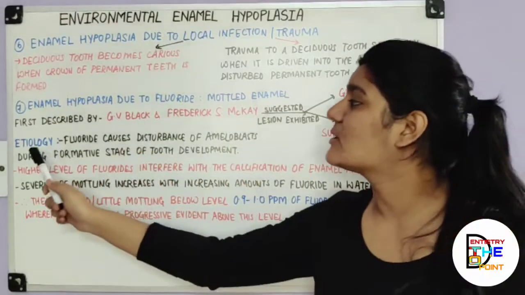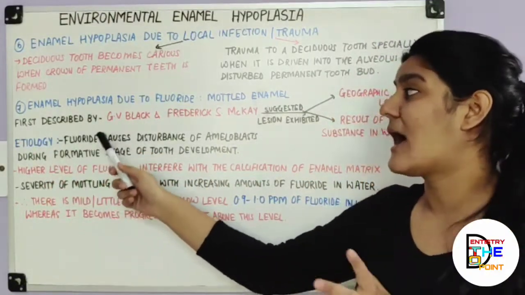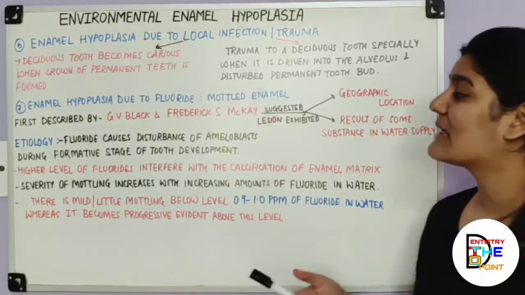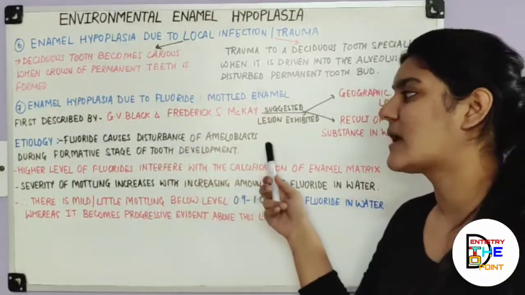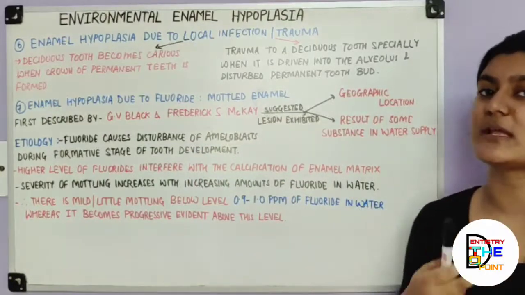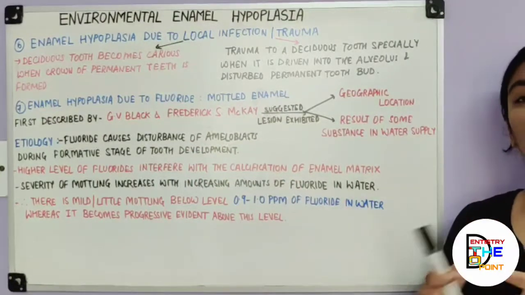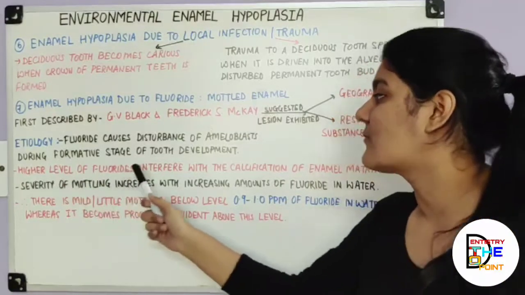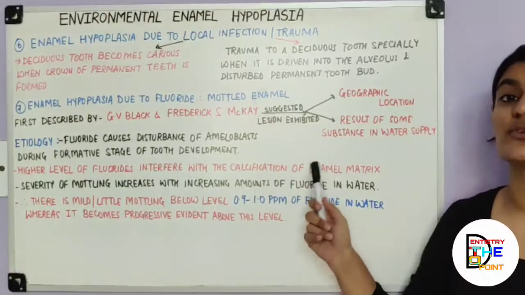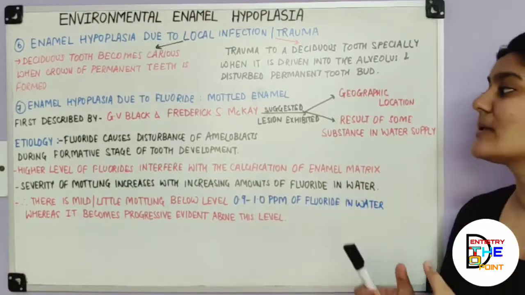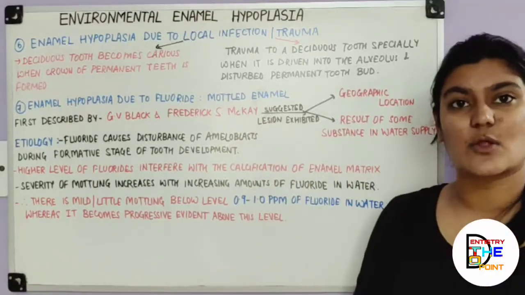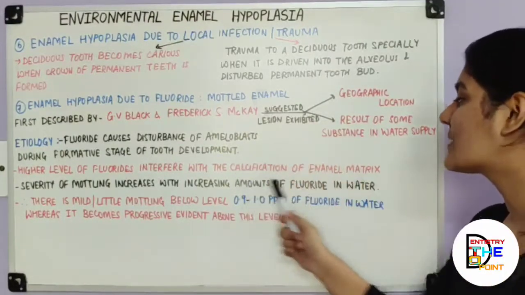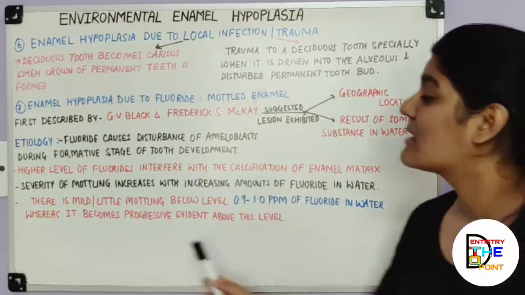Okay, so the etiology is fluoride. Fluoride causes mottling of the enamel, or hypoplasia of the teeth, by causing disturbance of the ameloblasts during the formative stage of tooth development. So it definitely hinders the function of the ameloblasts. Also, higher levels of fluoride interfere with the calcification of the enamel matrix.